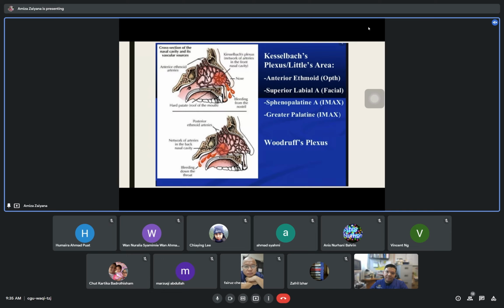This is just the blood supply in the Kiesselbach area and also the Woodruff plexus.